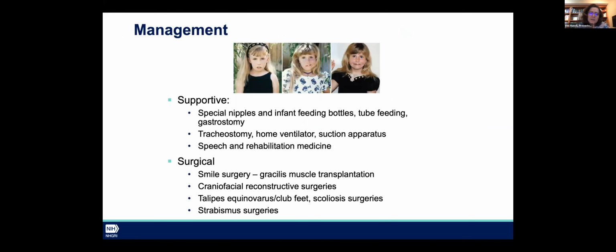And management is really supportive. They need help with feeding originally, with special nipples, special bottles. Some need a tracheostomy or support with breathing, suction apparatus. Speech and rehabilitation medicine is important. And then they do a smile surgery where they take the gracilis muscle from the foot and put it in the right side or left side of the mouth, one at a time, and then they can have a smile. Other craniofacial reconstructive surgeries, and club foot or scoliosis or other surgeries.